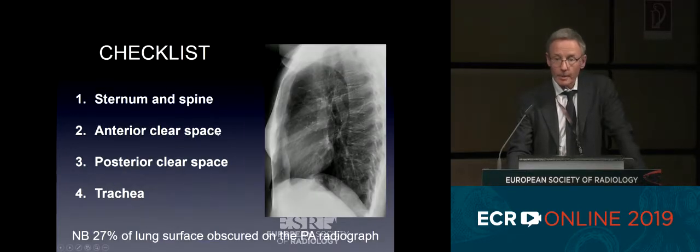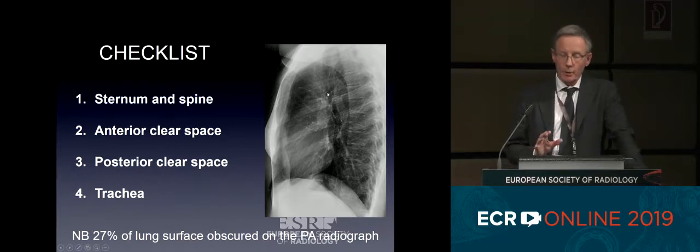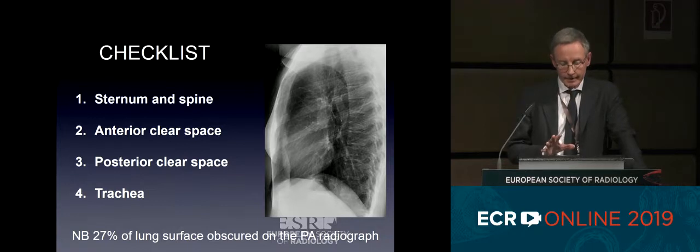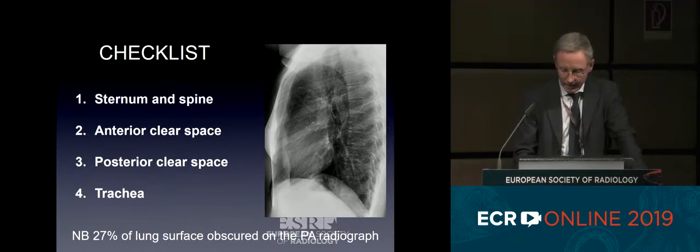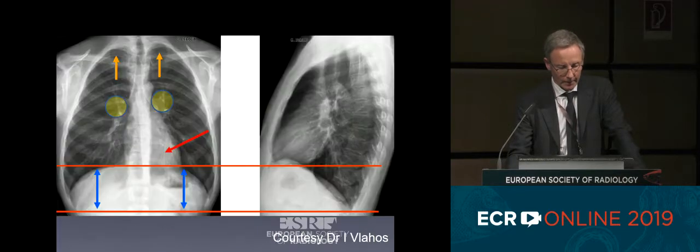You look at the sternum and the spine. You compare the density of the anterior clear space with the posterior clear space, that is this region and this region, which should be similar. And again, carefully look at the column of air of trachea. Make sure there is no soft tissue density projected over the trachea. And remember that about 30% of the lung surface is hidden on the frontal radiograph by overlying structures such as bones, hilar, heart, diaphragm, and then better seen with the help of the lateral view.